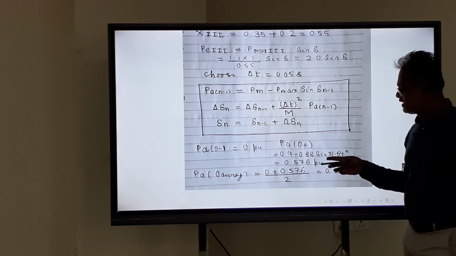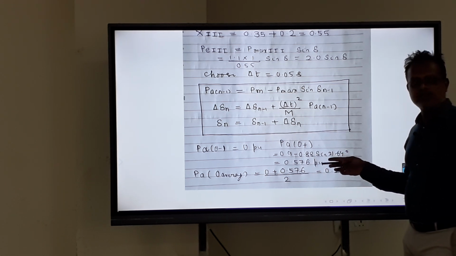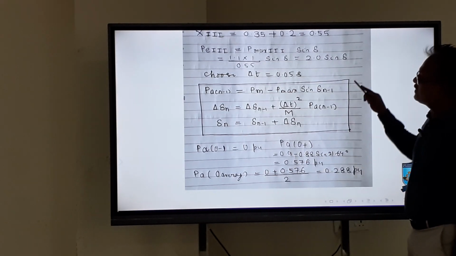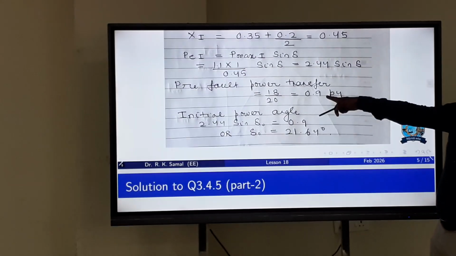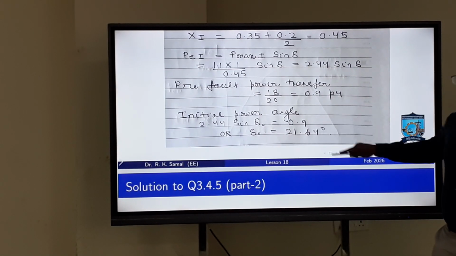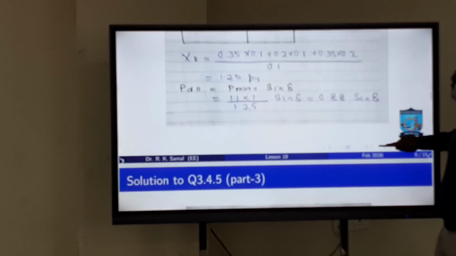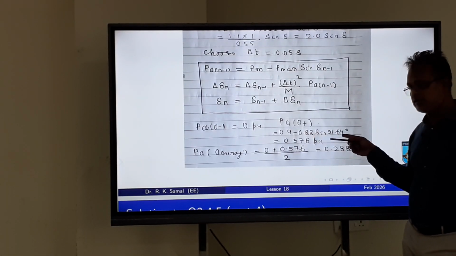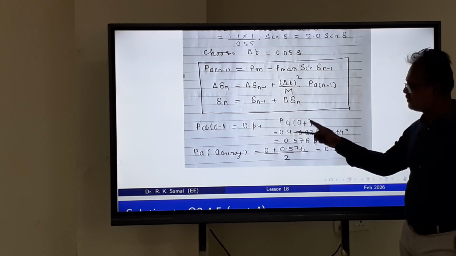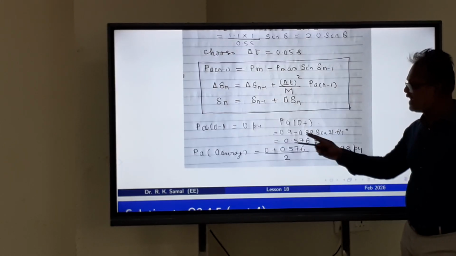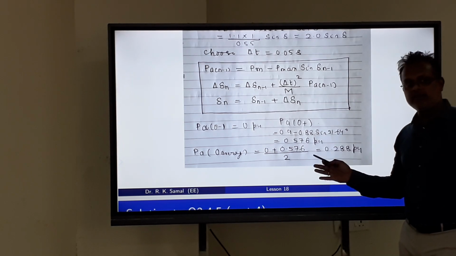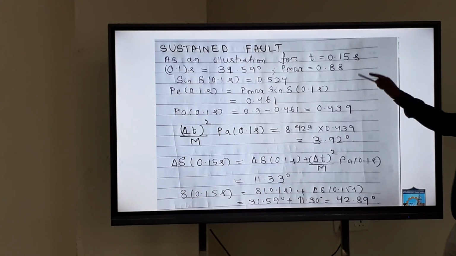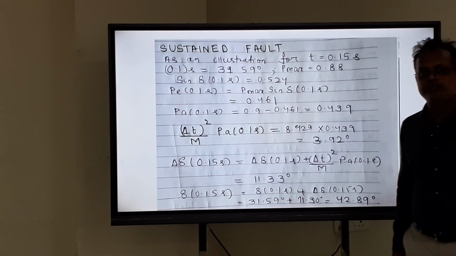You have just written 0.88 sin of delta 0. That is the power transfer. And hence the accelerating power, where Pm is 0.9 per unit, it's given. We computed here. Pre-fault power transfer 0.99. But because of the fault, the electrical output is reduced to 0.88 sin delta 0, and this is the accelerating power. So we take the average acceleration from the previous interval and the current interval, divided by 2. With this, we go on computing the delta and plot.